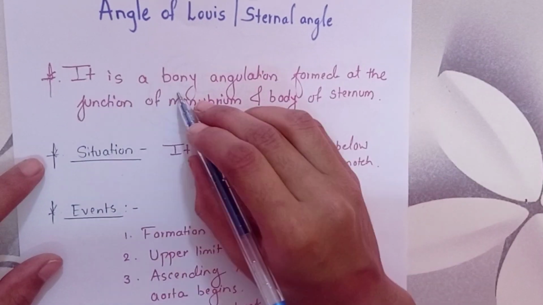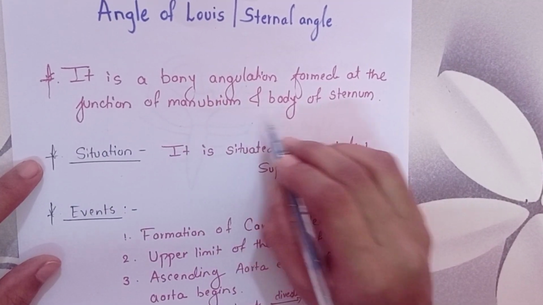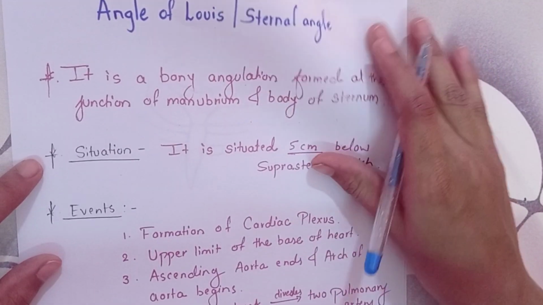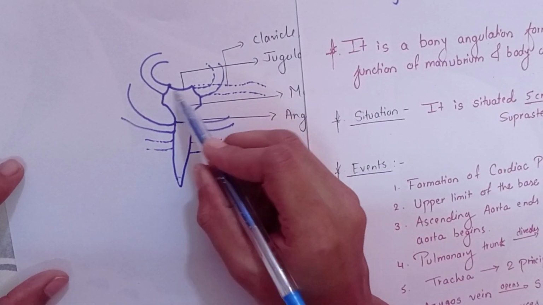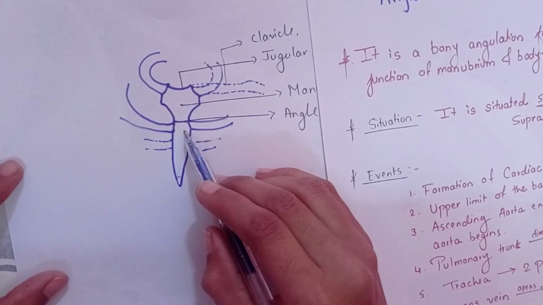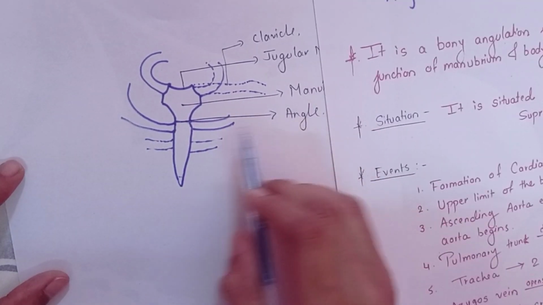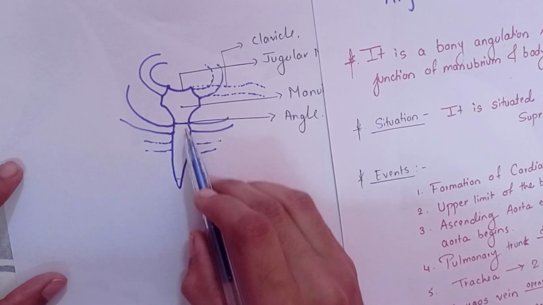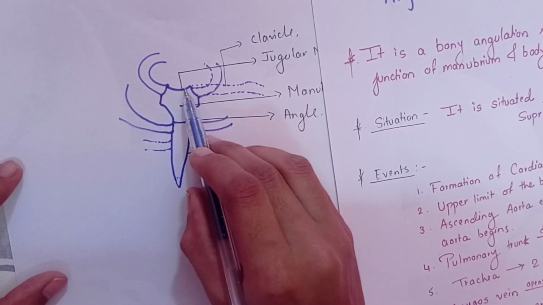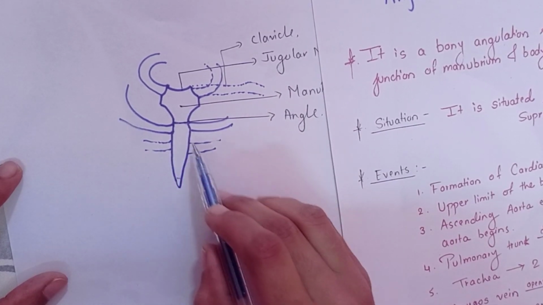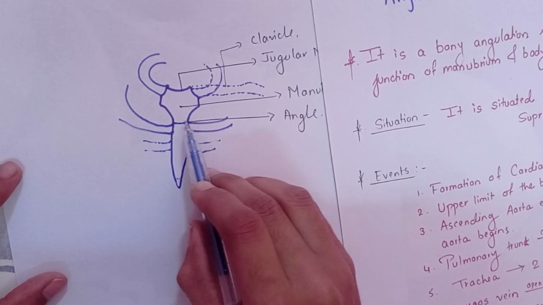First, it is a bony angulation which is formed at the junction of the manubrium and the body of the sternum. That is, in the diagram we can see that here it is the manubrium and here it is the sternum. At this junction we can see the angle of Louis. It is an angular notch, and this is called the angle of Louis.